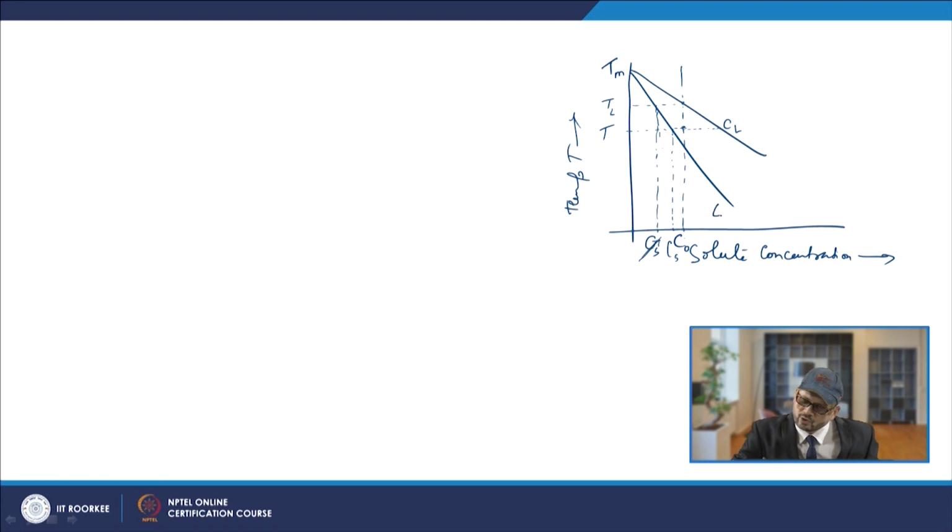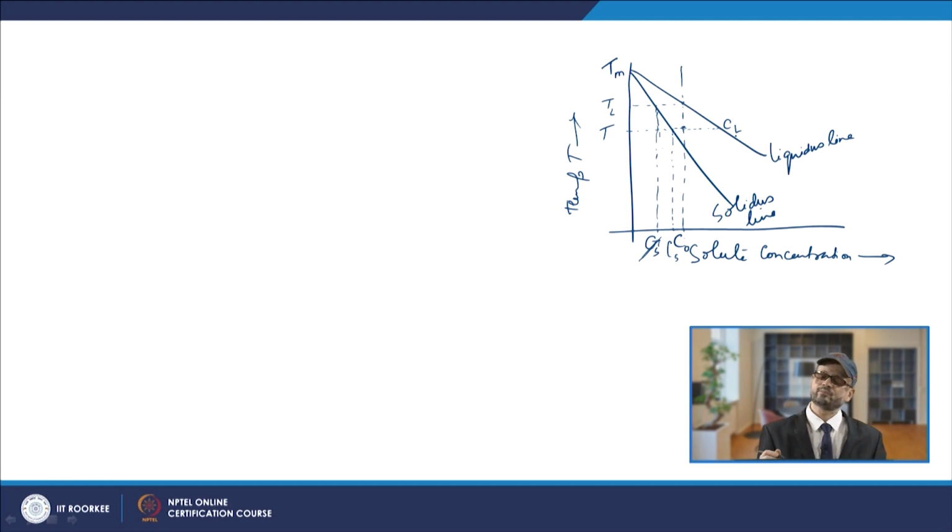So, this is your solidus line, and this is known as the liquidus line. The concentration of the solid which is crystallized will follow this line, and that of the liquid will follow this line.